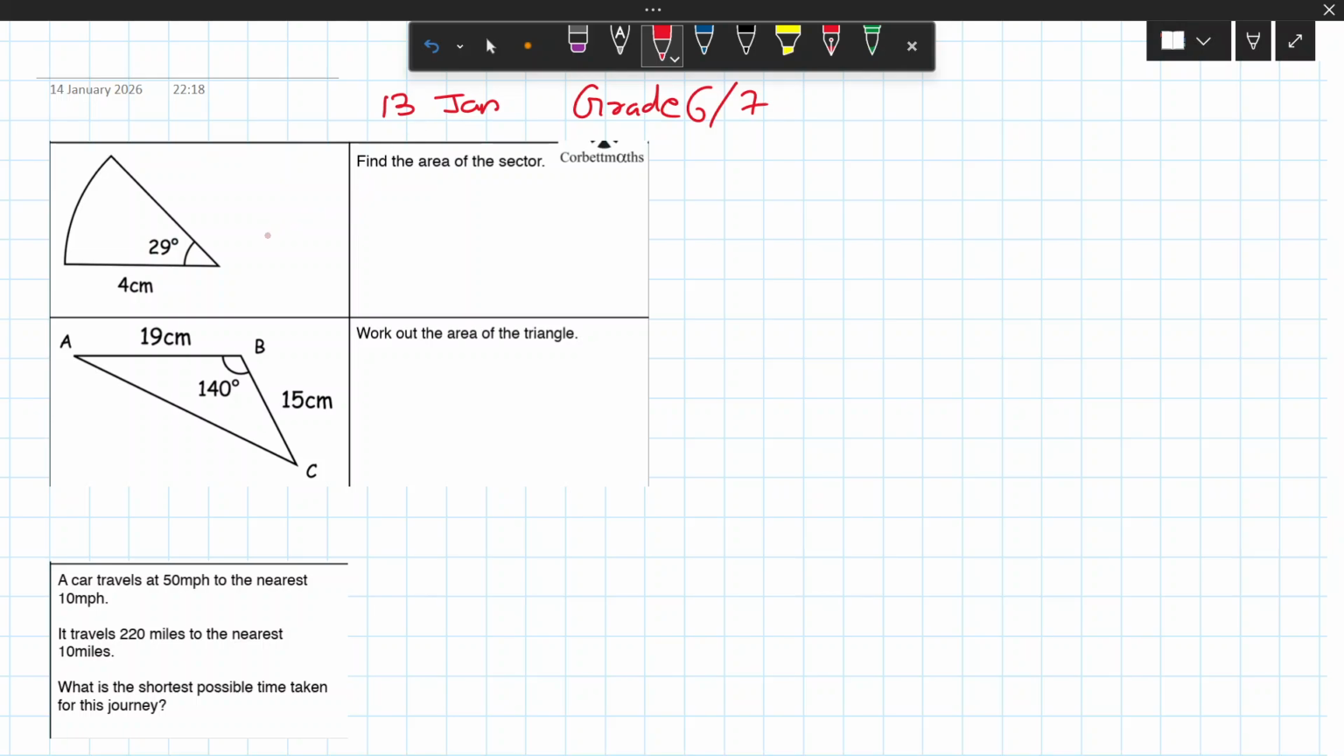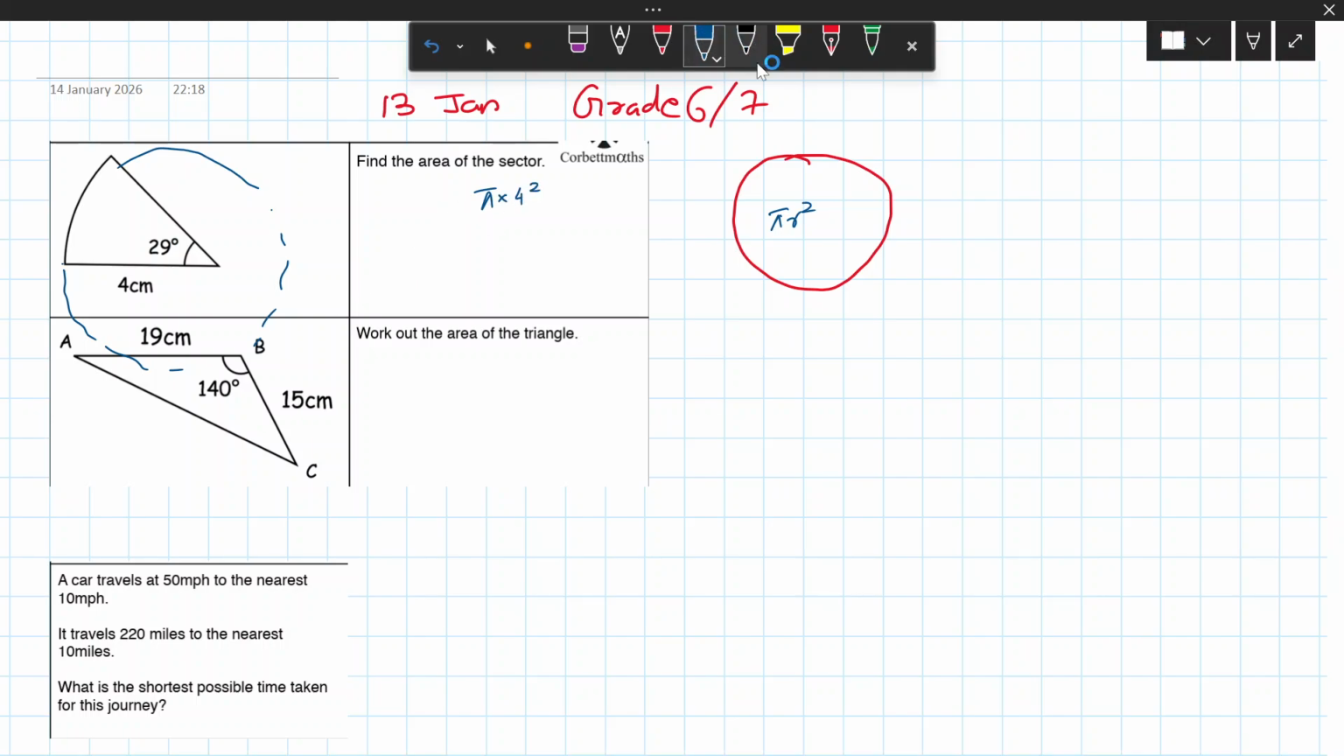Right, so the first one is find the area of a sector. If you want to find the area of a sector, the technique is, well, we all know how to find the area of a full circle. If you imagine this to be a full circle, the area of that full circle would have been pi r squared. My radius here is 4, so that would be pi times 4 squared.